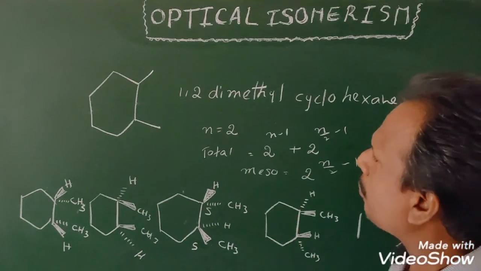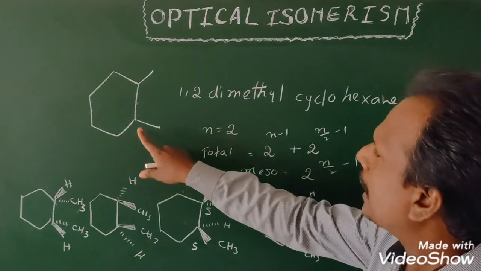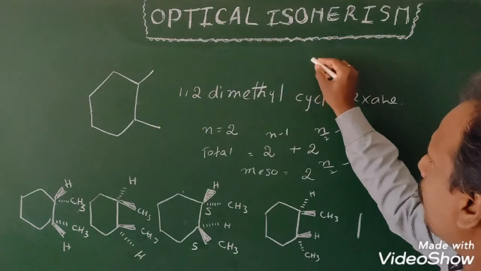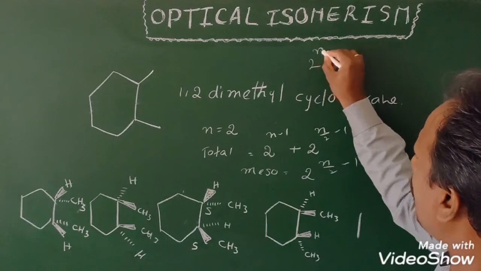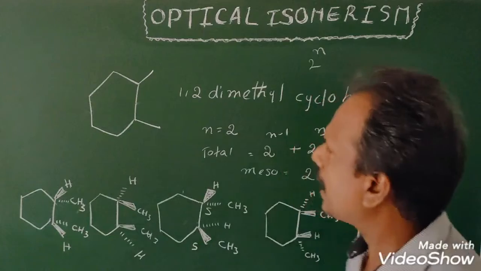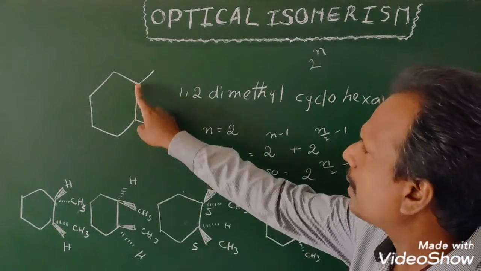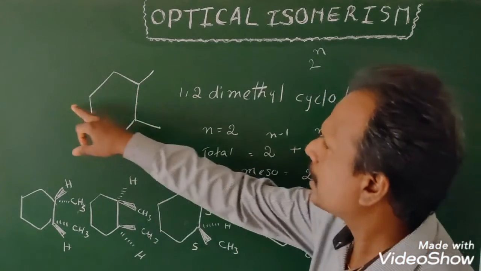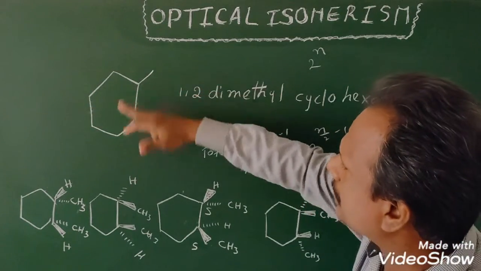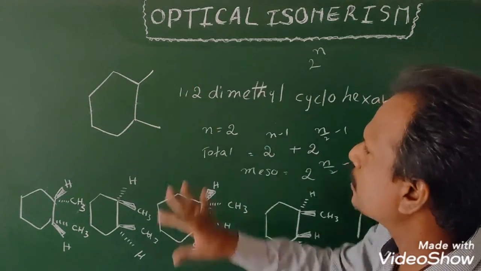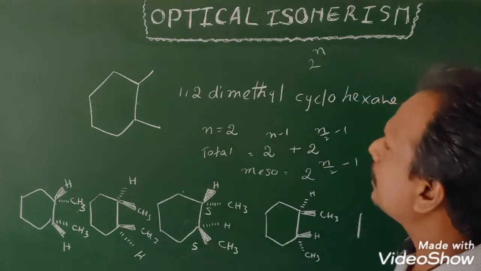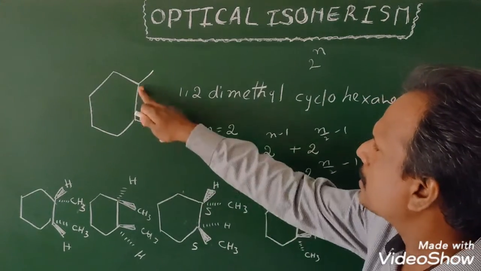If compound is without symmetry, with chiral carbons n, then 2 power n isomers are optically active. If structural formula having symmetry, chiral carbons are even number. A plane bisects the structural formula into 2 equal parts. So the structural formula having symmetry. So number of chiral carbons is equal to n.